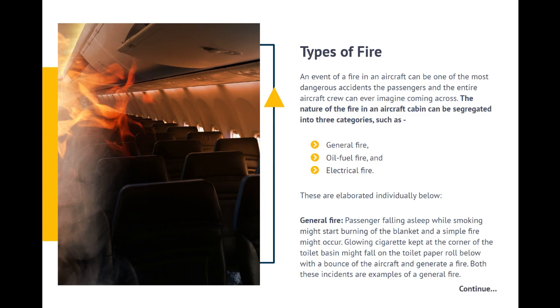General fire. Passenger falling asleep while smoking might start burning of the blanket, and a simple fire might occur. Glowing cigarette kept at the corner of the toilet basin might fall on the toilet paper roll below with a bounce of the aircraft and generate a fire. Both these incidents are examples of a general fire.